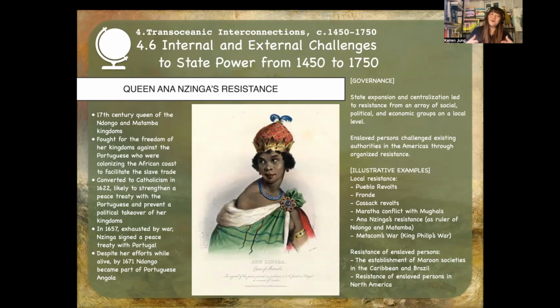We have to remember Queen Ana Nzinga's resistance, right? She was the 17th century queen of the Ndongo and the Matamba kingdoms. She fought for the freedom of her kingdoms against the Portuguese. The Portuguese were colonizing the African coast, trying to facilitate the slave trade.